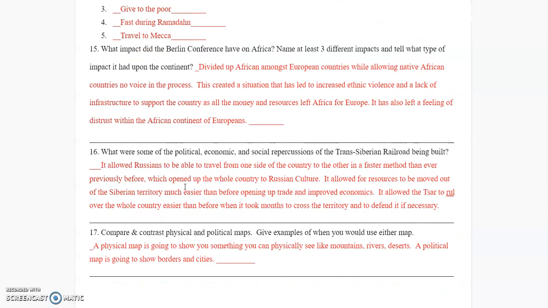15, so we're going to look at our essay questions. 15 is asking, what impact did the Berlin Conference have on Africa? So it divided up Africa among the European countries. Each one got their own little piece because they were already there with colonization.